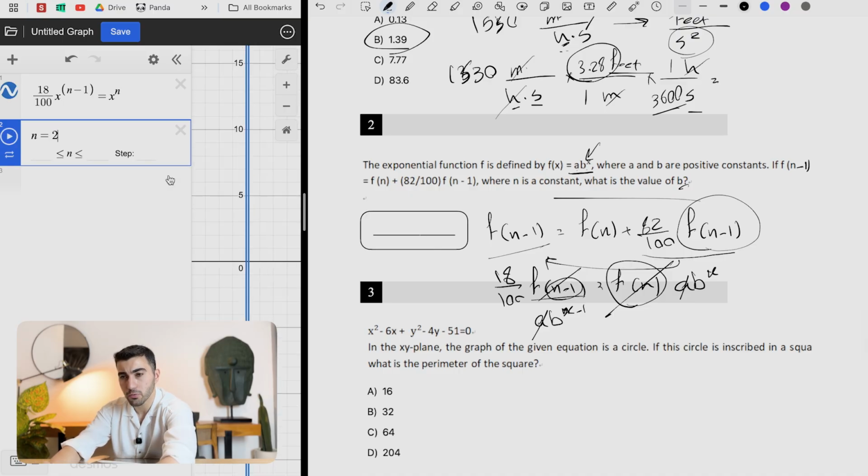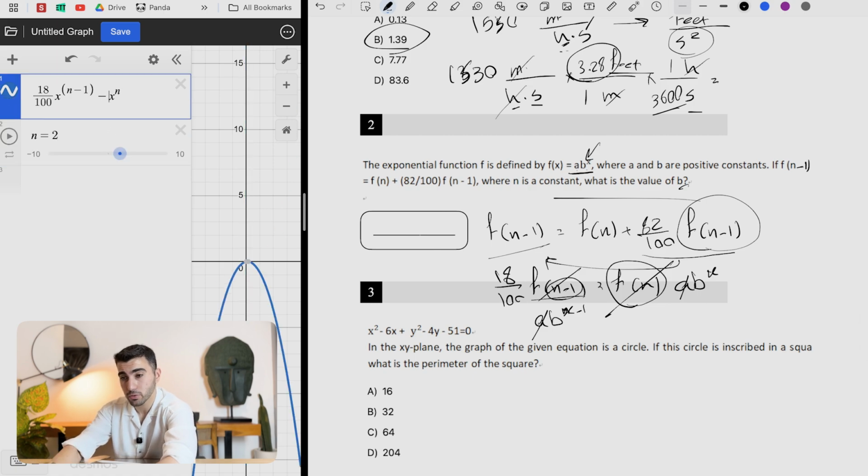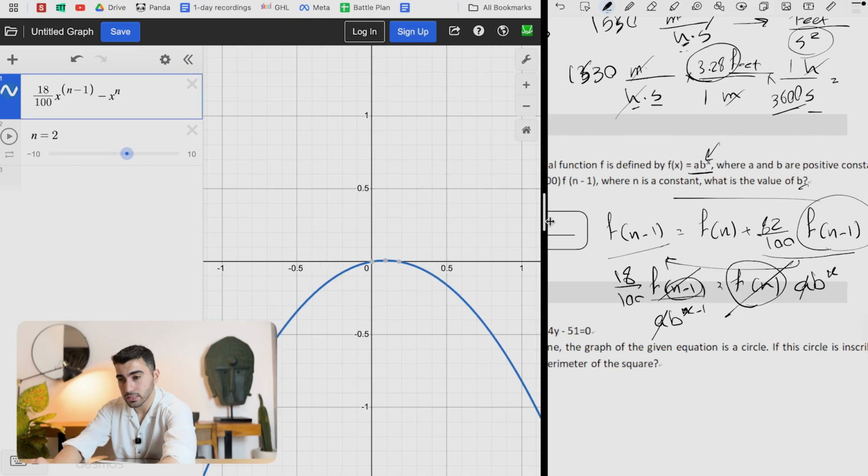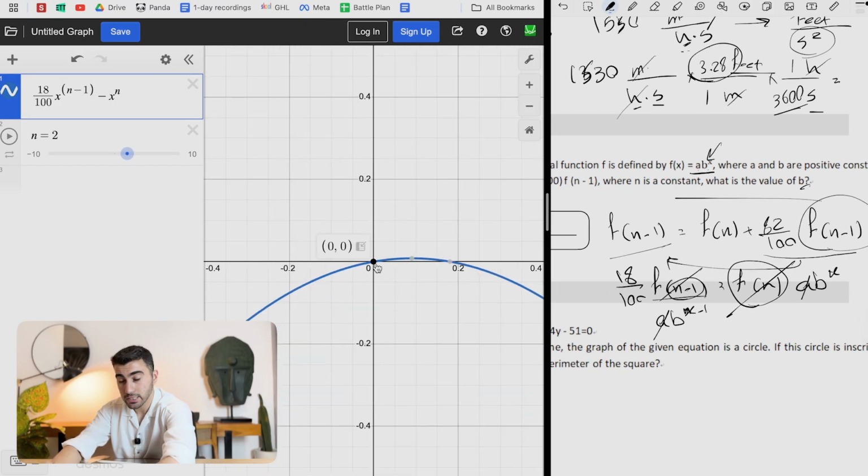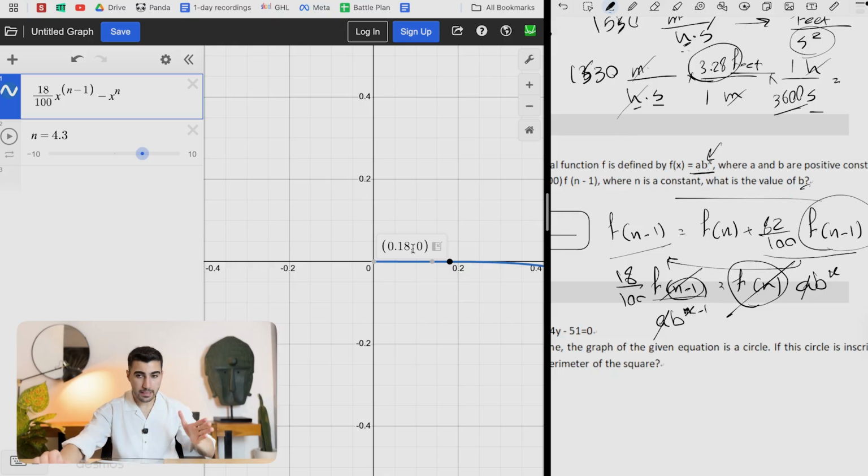And there is a straight line. I want to see the graph rather than the straight line, so I can click on it. I'm going to do minus, move everything to one side. And then let's zoom in and see the x-intercept. That's going to be the answer. We have one x-intercept at 0 and the other one at 0.18. Now, when I move n to anything, again, it's 0.18. So no matter what the value of n is, the x, which is b, is going to be 0.18.